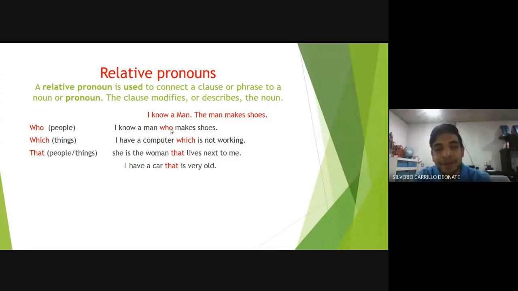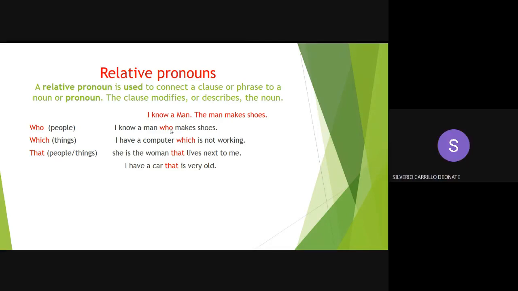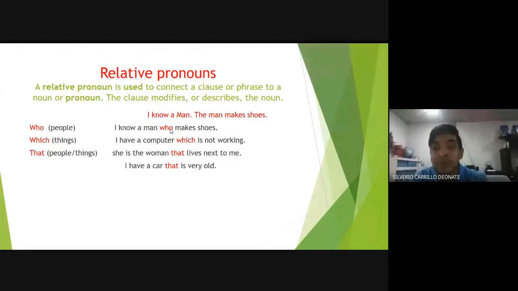Then, okay, I'm going to explain the second example. I have a computer. If we study it as different sentences, we're going to say, I have a computer. And we can also say, the computer is not working. So the word that is being repeated in here is computer. But as I told you, in order to link those two sentences and avoid repetition of the noun, we're going to say in here, I have a computer which is not working. And then we're going to avoid repeating the word computer, okay?